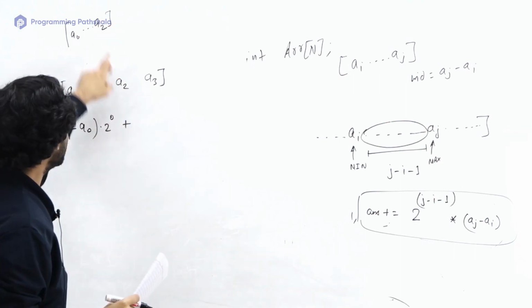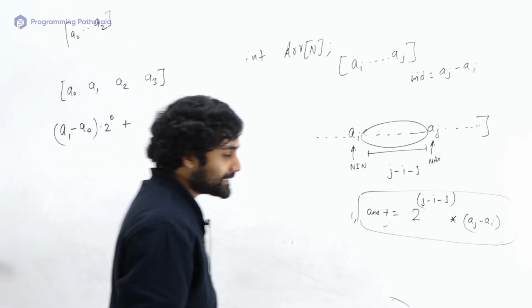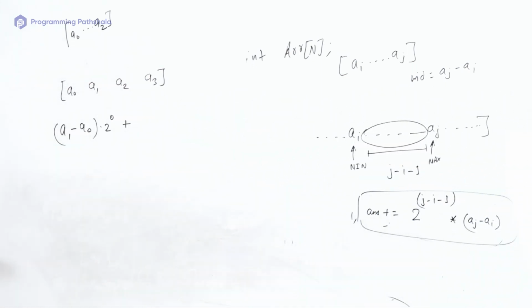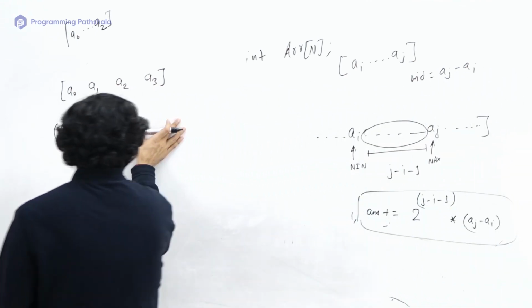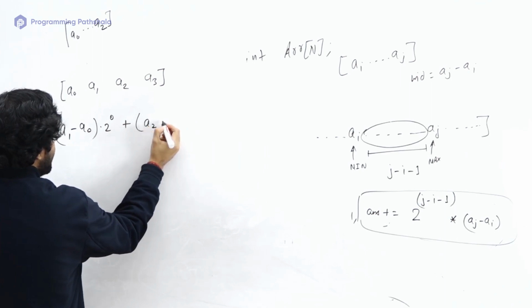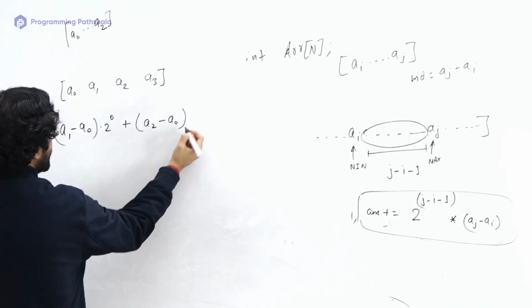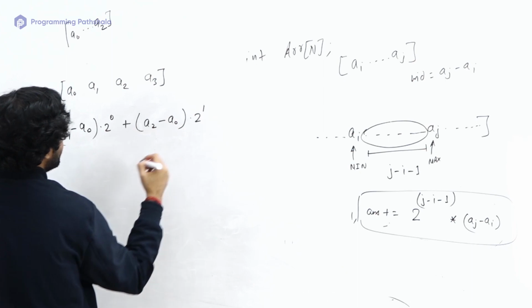Similarly, if I consider that family which has A0 as min and A2 as max, can you tell me how many elements are there in between A0 and A2? There is just one element. So how many combinations can be there? 2 raised to power 1, which is 2 combinations. Either that element will be there or it will not be there. So that family which has A2 as max and A0 as min will have 2 raised to power 1 members.